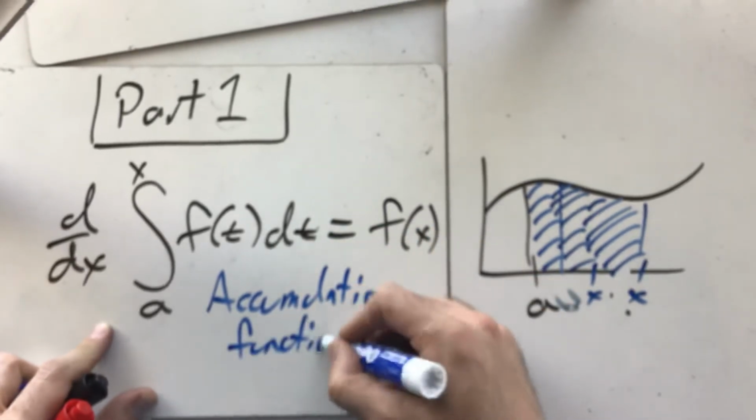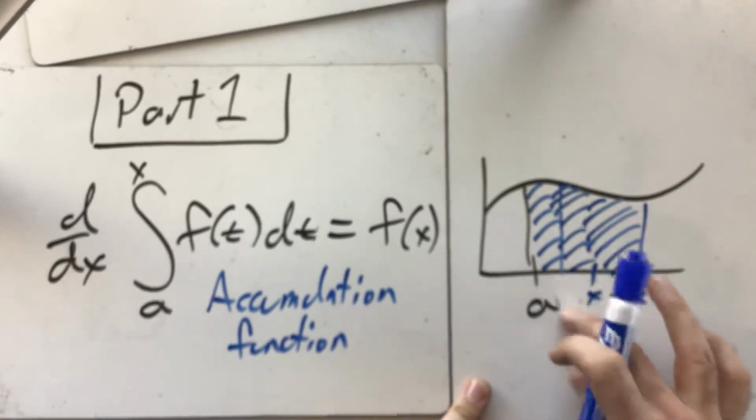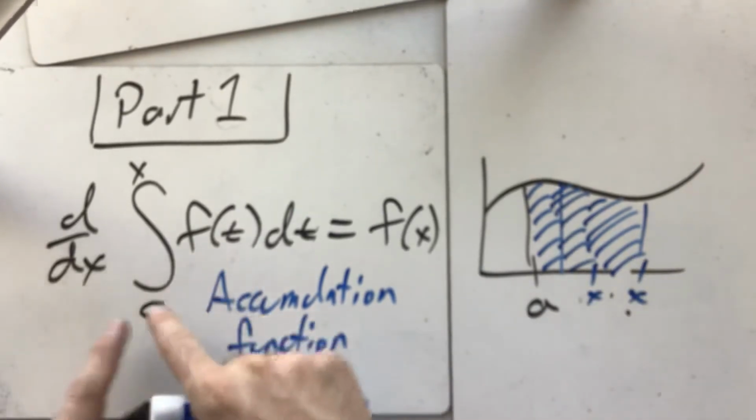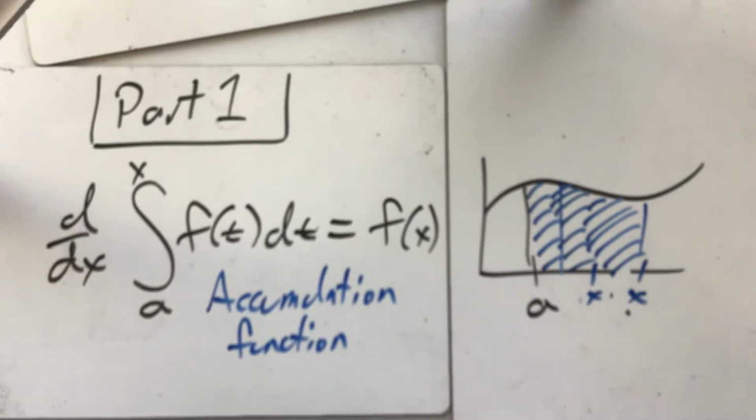Well, the question is, what happens if you take a derivative of an accumulation function? And notice that this is taking a derivative of an integral. And the final answer, which I'm not going to spend too much time proving, and this is too bad because I really love this part of calculus, but the final answer is that the derivative of this integral just gives you your function x back.